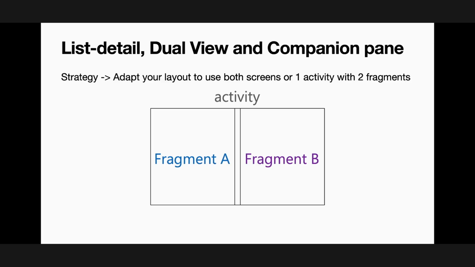Then for the list detail, as we mentioned, it's a perfect pattern for the email and gallery application, and dual view is good for the content comparison, and companion pane is good for the game control and image editor. For these three patterns, they basically follow the same strategy. So what you need to do is just adapt your UI for both of the screens.